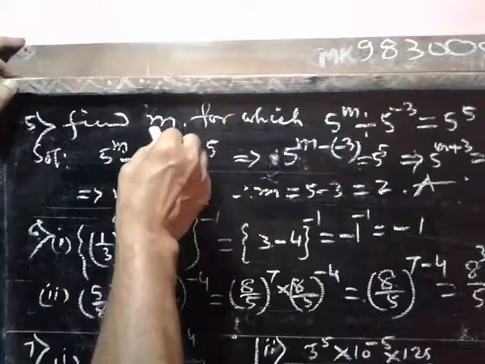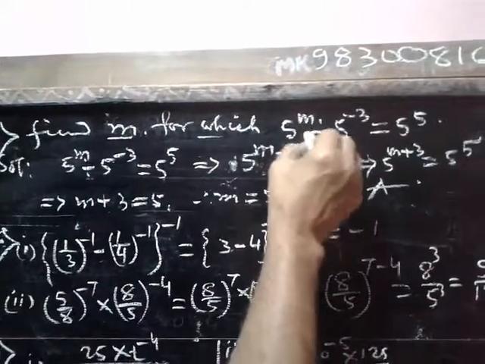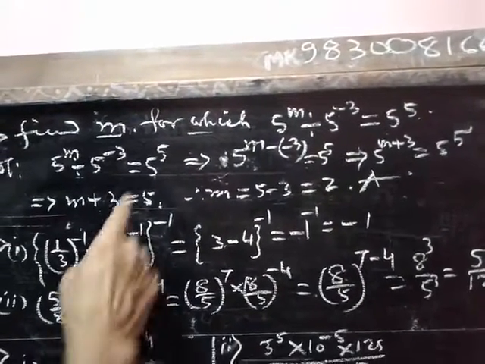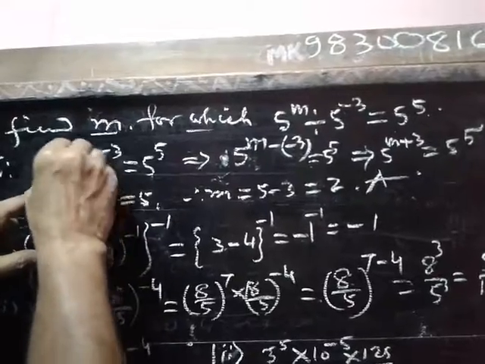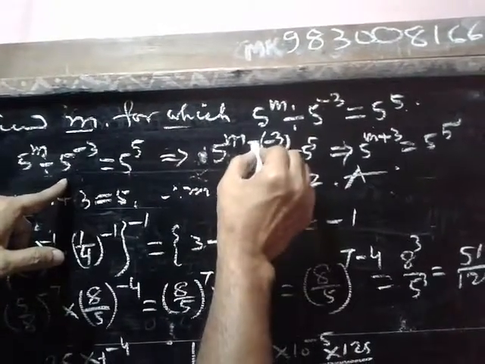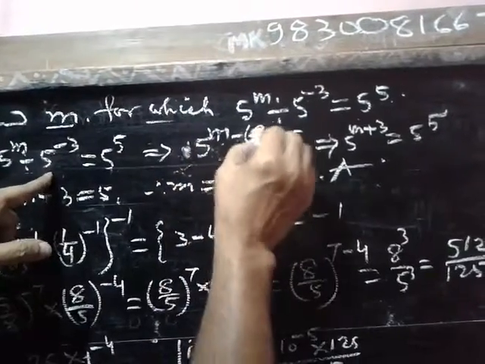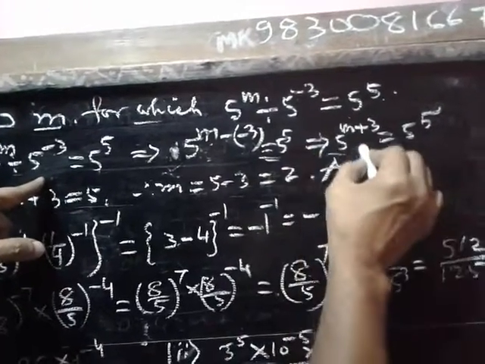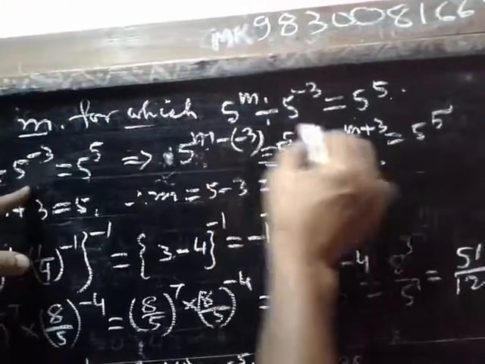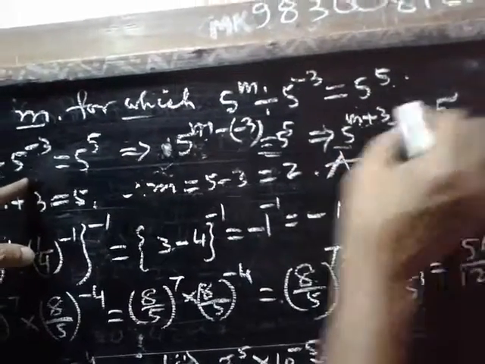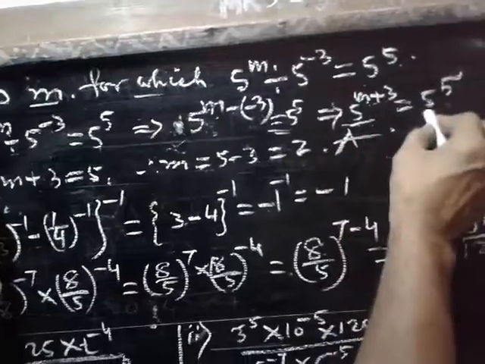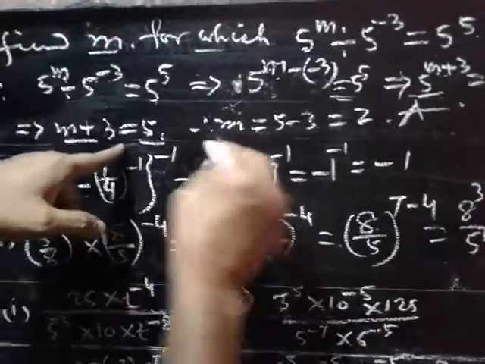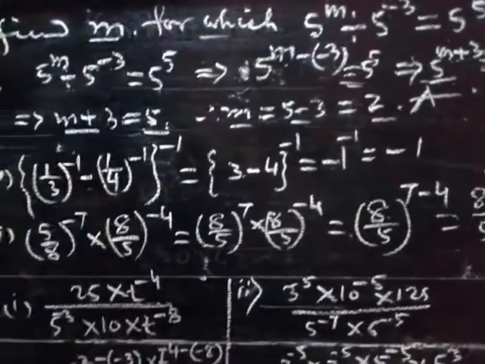Number 5, find m for which 5 to the power m divide 5 to the power minus 3 equal to 5 to the power 5. So here this is divide, so the power will be subtracted. So m minus of minus 3, this is plus 3. This implies 5 to the power m plus 3 equal to 5 to the power 5. Because the bases are same, the power will be same. So here m plus 3 equal to 5. So m will be 5 minus 3 equal to 2.